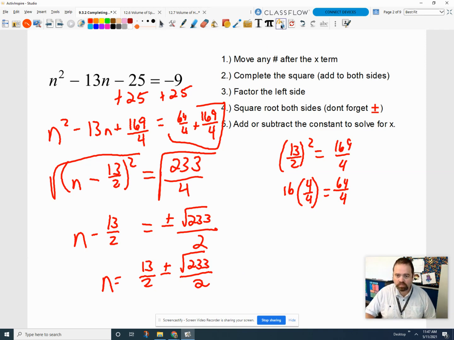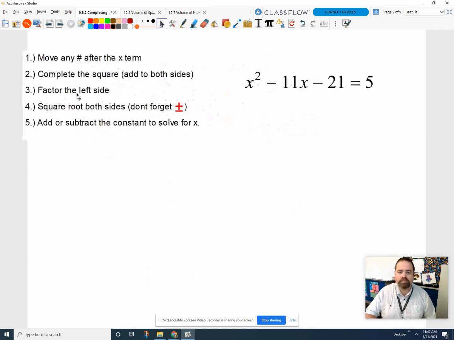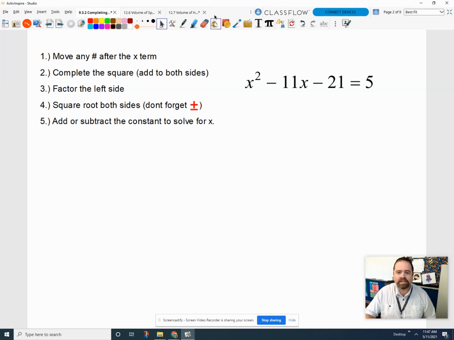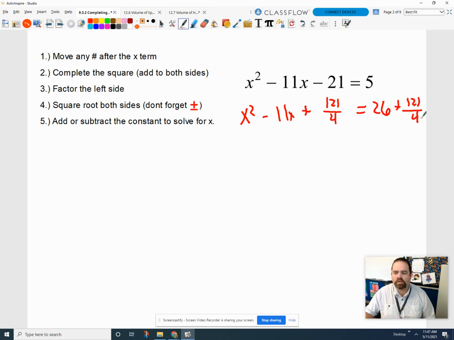All right, let's try another one. Same deal. I need to make a whole, so I'm going to add 21. So that's going to be 26 on the right. Half of 11 is 11 over 2. So when I square that, that's 121 over 4. Okay? You do a few of these, you can do them in your head. So this is going to factor into x minus 11 over 2 squared.